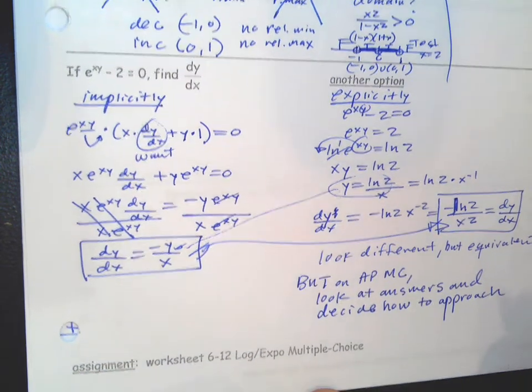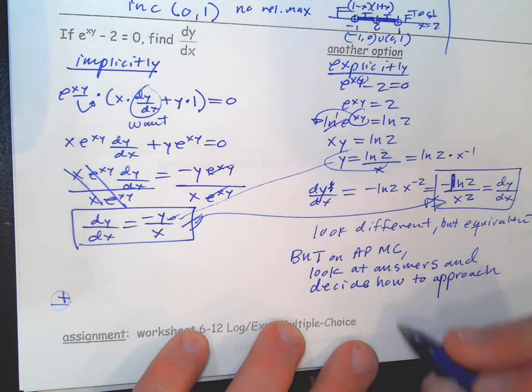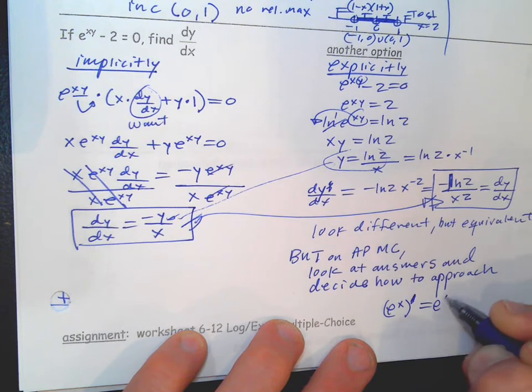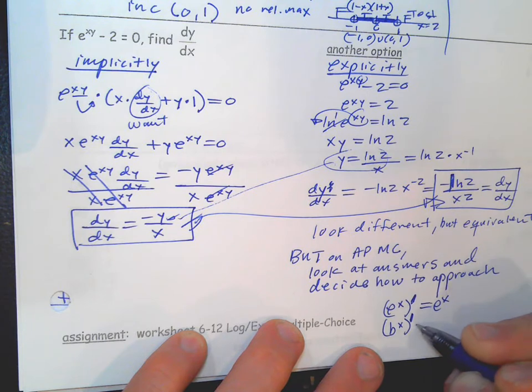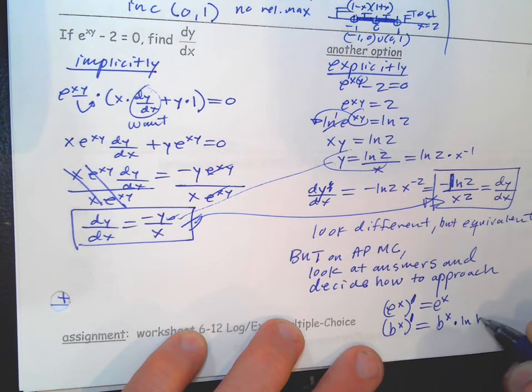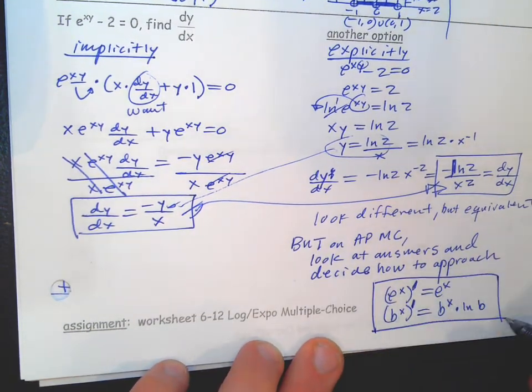Anyways, also just a reminder of the derivative rules. E to the x is e to the x, but sometimes we encounter exponentials that don't have base e. So they are b to the x, but then there's an extra natural log of the base. So just a quick reminder of those derivative rules.